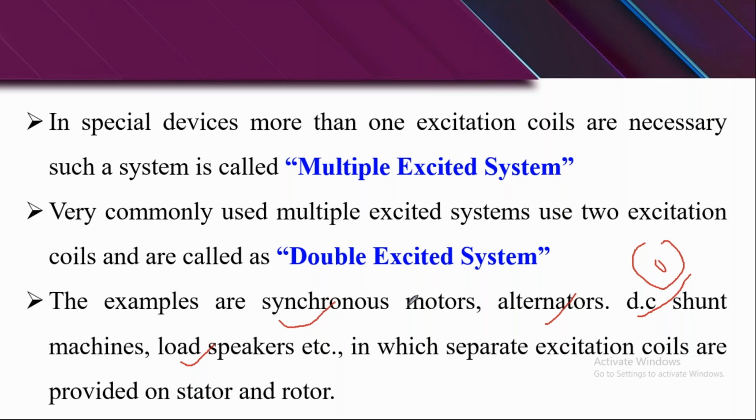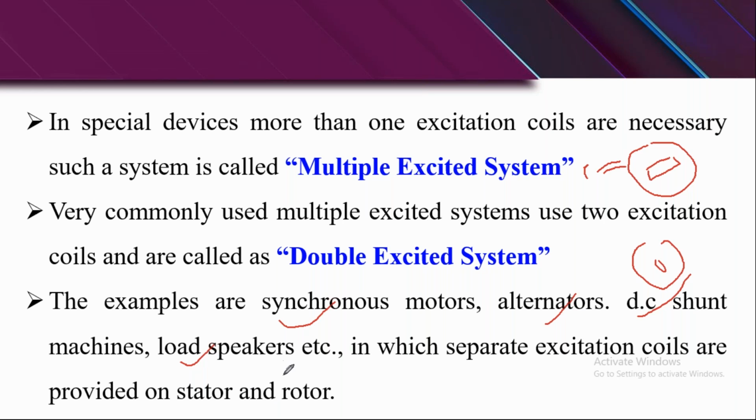And similarly, synchronous machines also have two parts: one stationary and one rotating. Here we are giving the AC supply to the stator and DC supply to the rotor. So that's why this machine is energized by two types of supply. That's why it belongs to the double excited system.